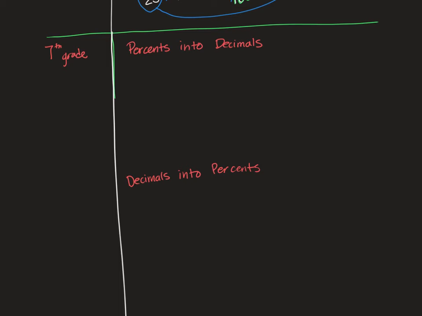So I'm not going to have you write this entire thing down. Just listen to me. So if you have 23% and you want to write it as a decimal, you can remove the percentage symbol and you can just do 23 divided by 100.